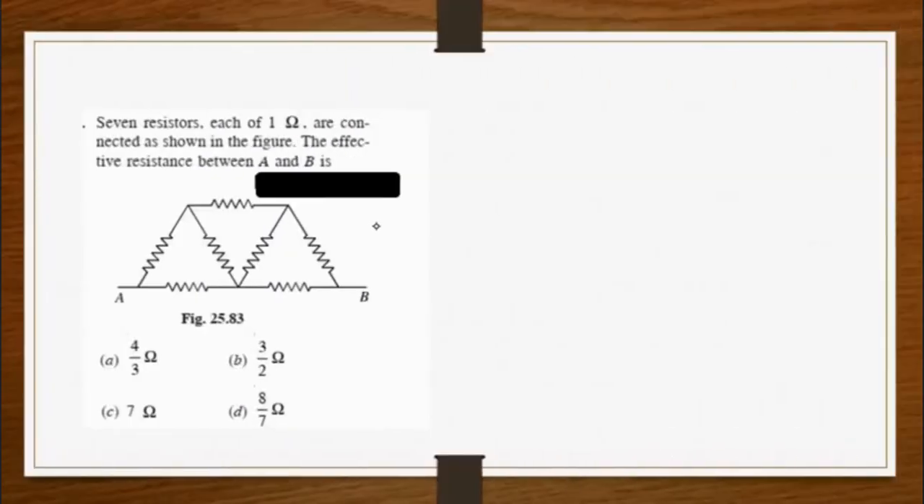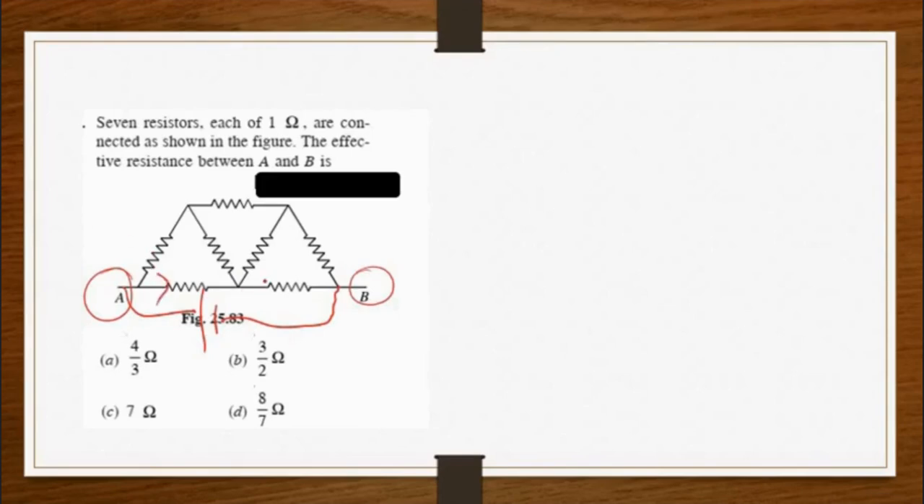Alright, let's read the question first. 7 resistors, each of 1 ohm, are connected as shown in the figure. The effective resistance between A and B. So current flows from A to B. I'm putting a cell here so you can easily see that current flows from A to B, right? So let's draw the flow of current.